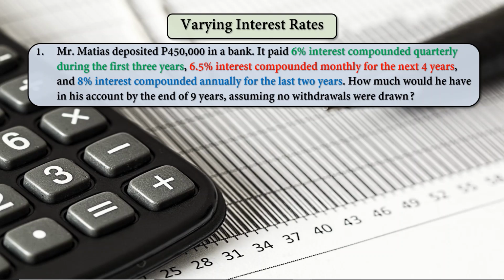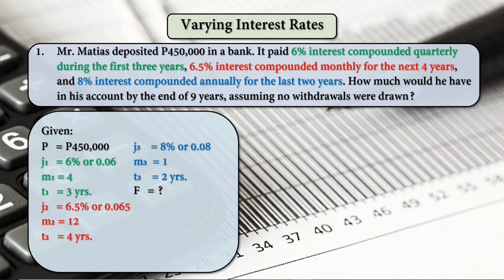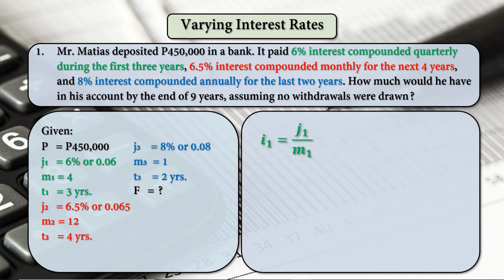So yung given na 450,000 is our P, kasi yung tinatanong how much would he have by the end of 9 years. So that is our F or our compound amount. So finding for F, ito yung tatlong sets ng given natin. J1, M1, and T1, J2, M2, and T2, and J3, M3, and T3. So first, kung gusto nating isa-isahin itong tatlo, pwede naman, in finding for I or I1, that is equal to J1 over M1, J1 is 0.06 over 4, that is equal to 0.015.